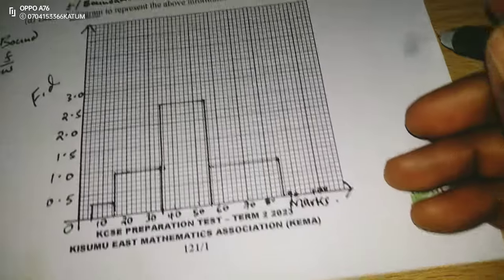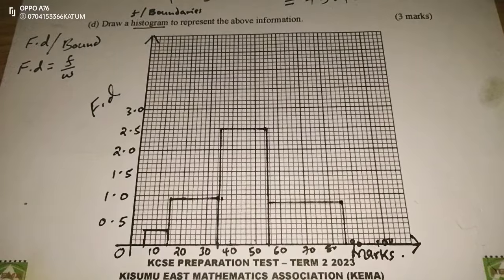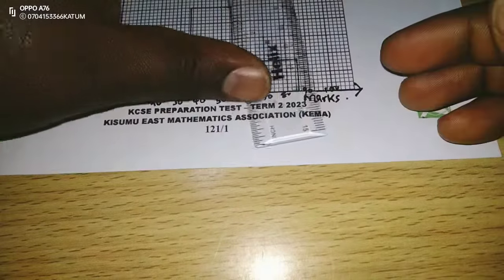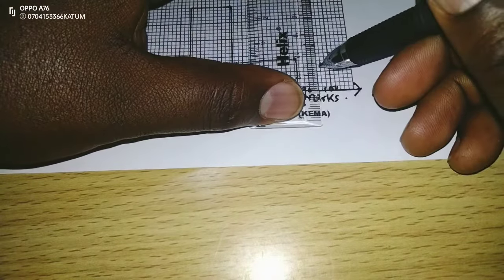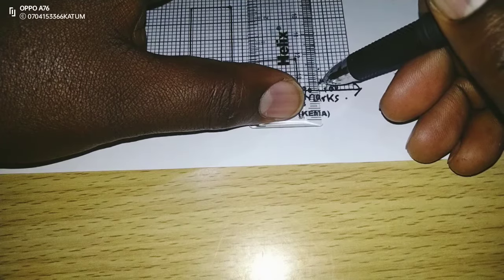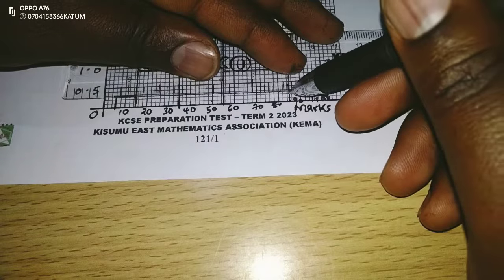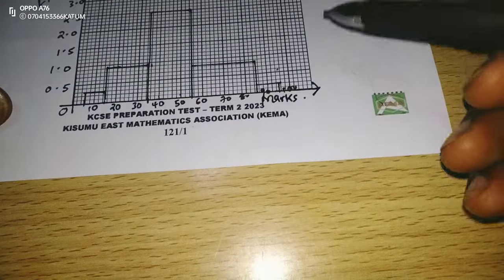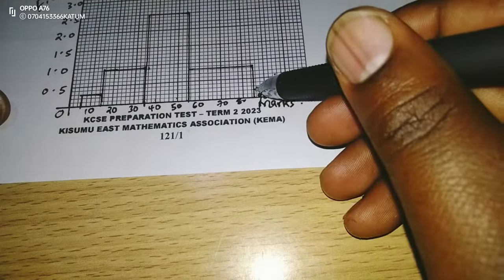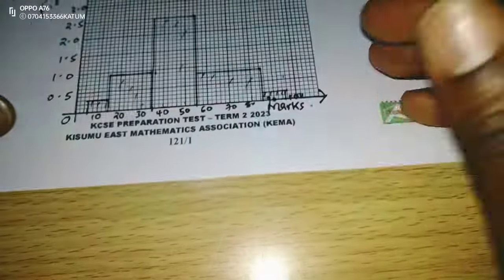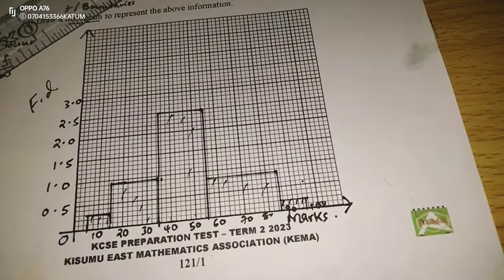That is the fourth. And finally, a height of 0.2 up to 94.5. So up to 94.5 will be somewhere at this point. A height of 0.2, then this is the length. So these are the bars which are representing the histogram for the given data.